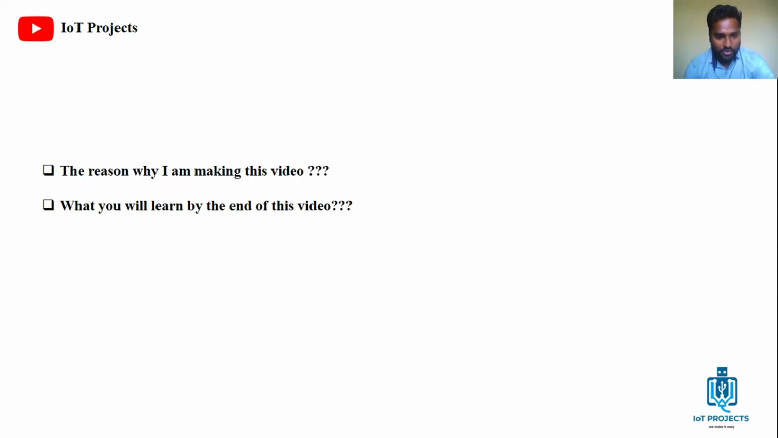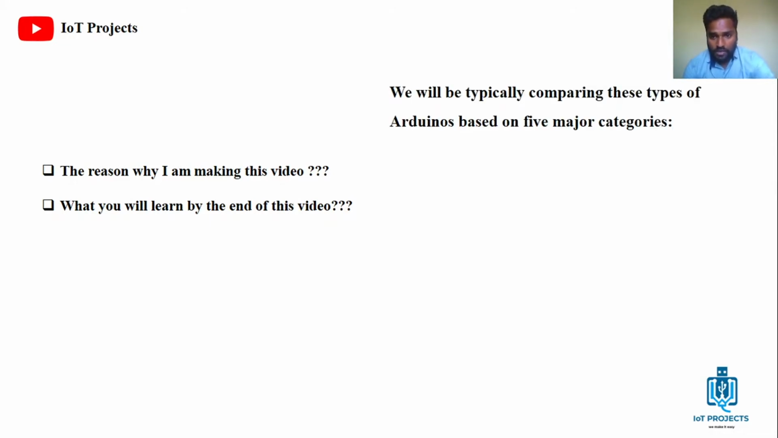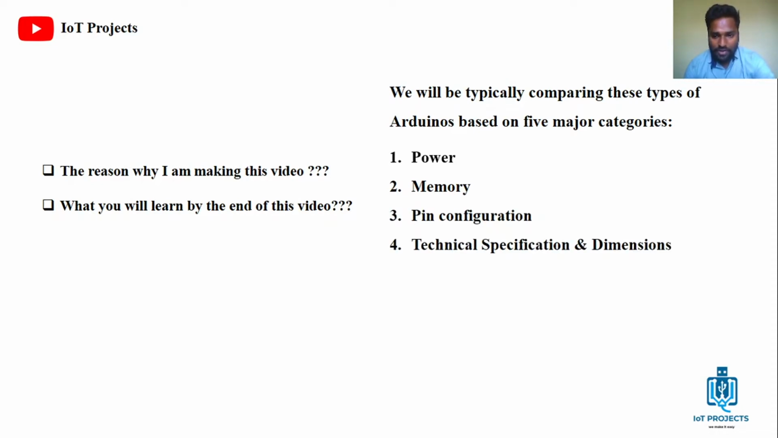So by the end of the video you will learn the difference between the Arduino Nano, Arduino Uno and Arduino Mega, and based on your application, which Arduino you actually need. Okay, let's start. We will differentiate these three types of Arduino based on the power they need for operation and their output powers. The second is the memory, the flash memory of the Arduinos, and third is the pin configuration. Fourth is the technical specification and the dimension.